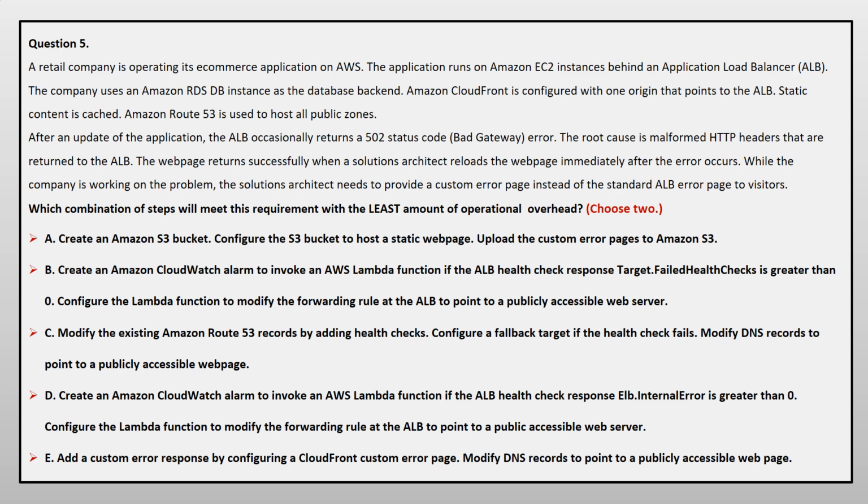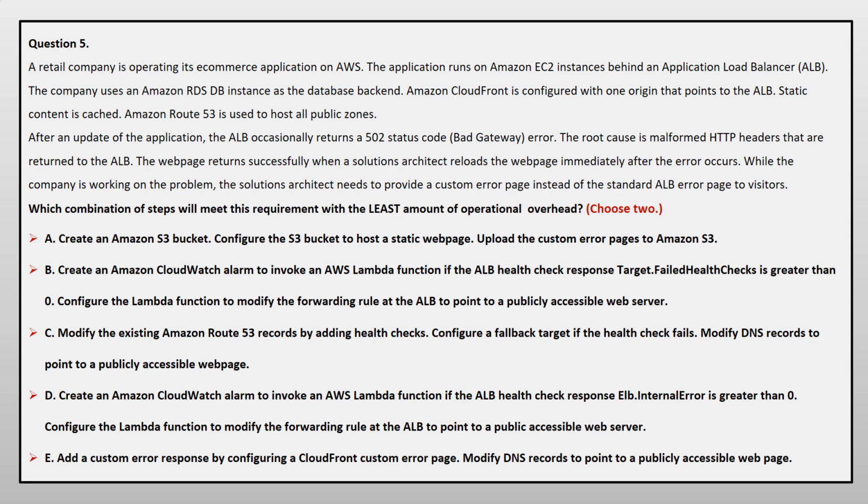Which combination of steps will meet this requirement with the least amount of operational overhead? Choose 2. A. Create an Amazon S3 bucket. Configure the S3 bucket to host a static web page. Upload the custom error pages to Amazon S3. B. Create an Amazon CloudWatch alarm to invoke an AWS Lambda function if the ALB health check response target.failed health checks is greater than 0. Configure the Lambda function to modify the forwarding rule at the ALB to point to a publicly accessible web server. C. Modify the existing Amazon Route 53 records by adding health checks. Configure a fallback target if the health check fails. Modify DNS records to point to a publicly accessible web page.